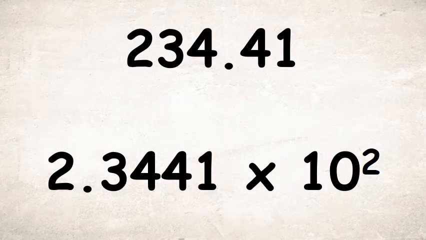So here now we have another large number, 234.41. So the power of 10 is going to be positive. In this case we need to shift the decimal point 2 times to the left. So that brings us to 2.3441 times 10 to the power of 2.